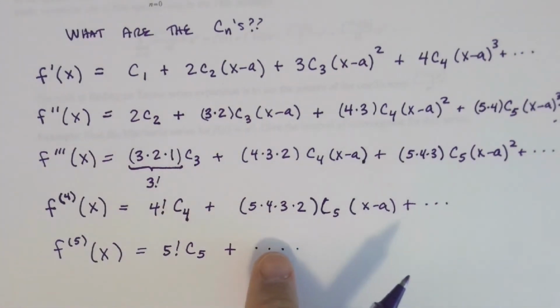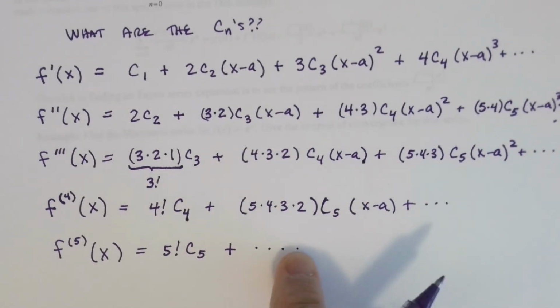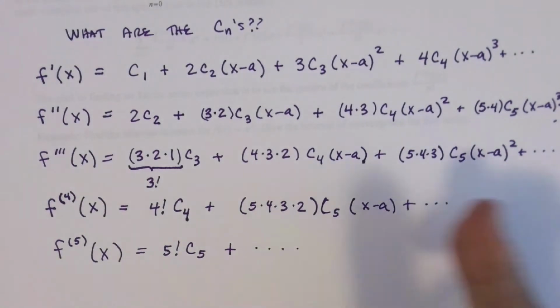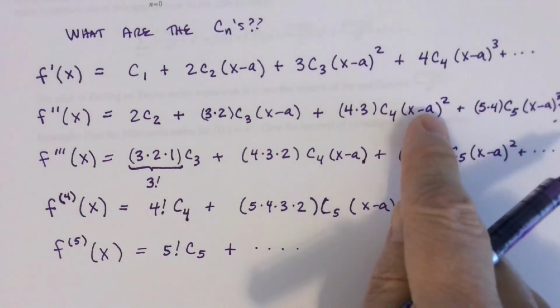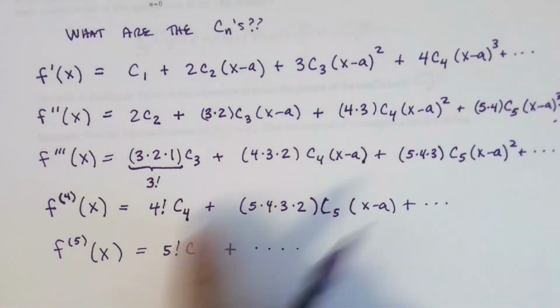So notice the plus dot dot dot here. All these terms will still have an x minus a factor. This first one will have an x minus a factor, the next one x minus a squared, and so on. Each factor is, if you think about it, as we differentiate, x cubed becomes x squared, then becomes x minus a to the first, and then becomes a constant as we go down this list.